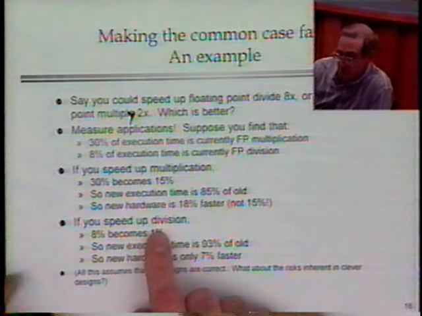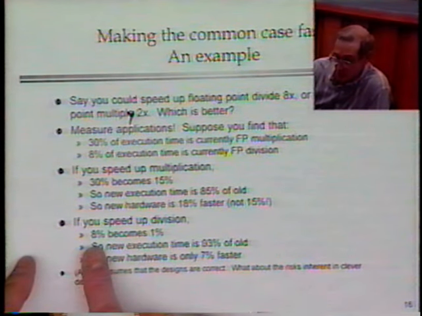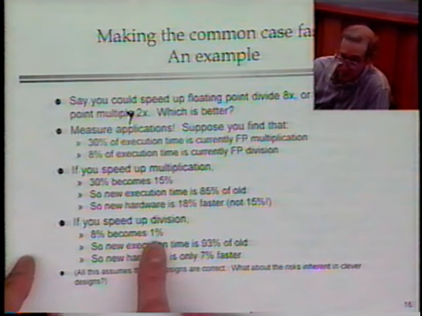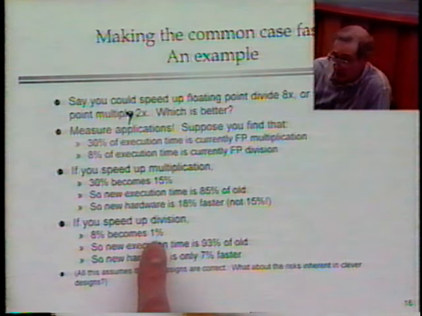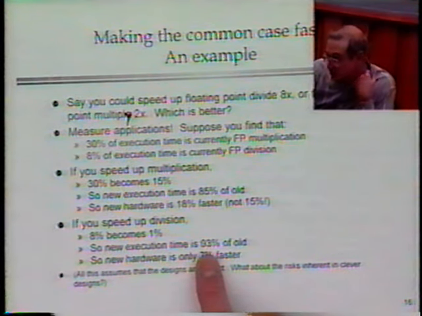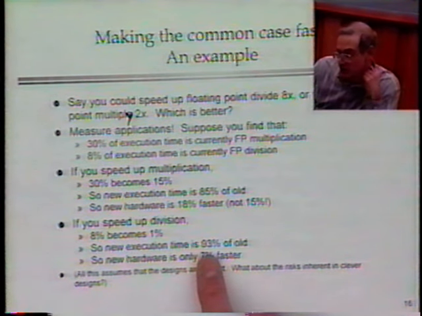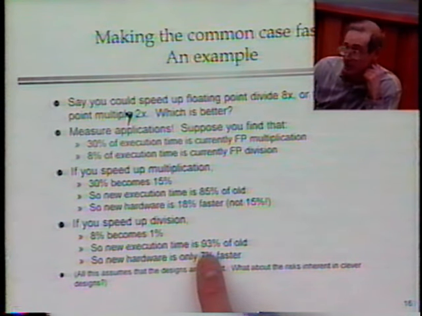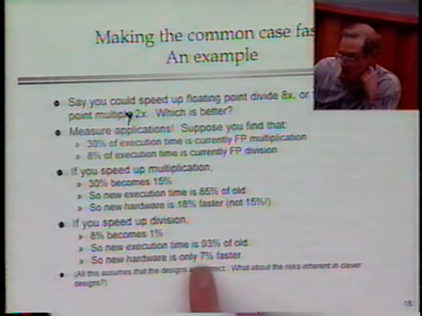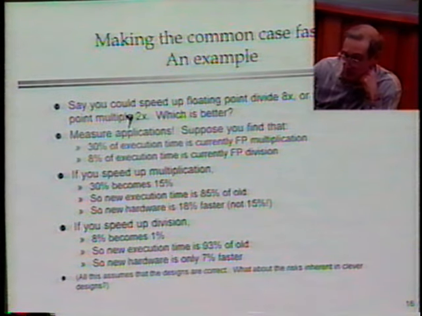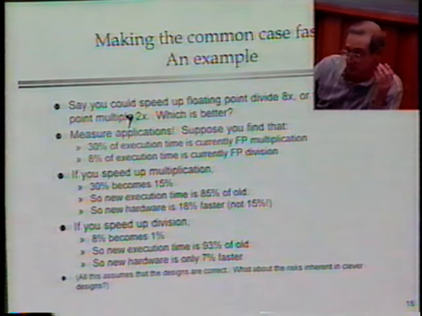Now what happens if you sped up division? Division is 8% of the execution time. It becomes 1%. Sounds better, right? It's an 8 times speedup. But the new execution time is now only 93% of the old execution time. And you took out 7% of it. So the hardware is only 7% faster versus 18% faster. So obviously do the multiplication, not the division.